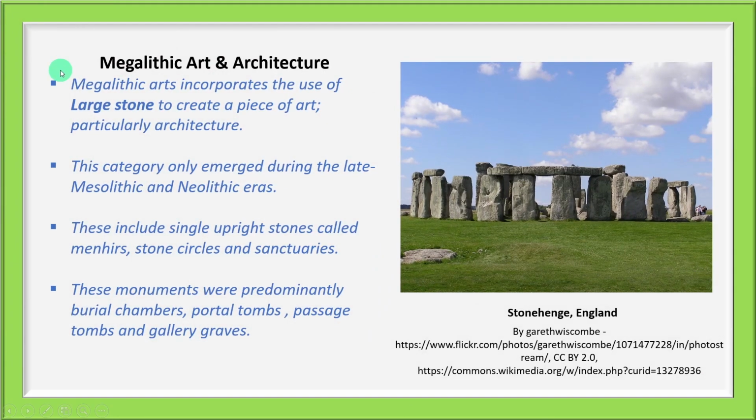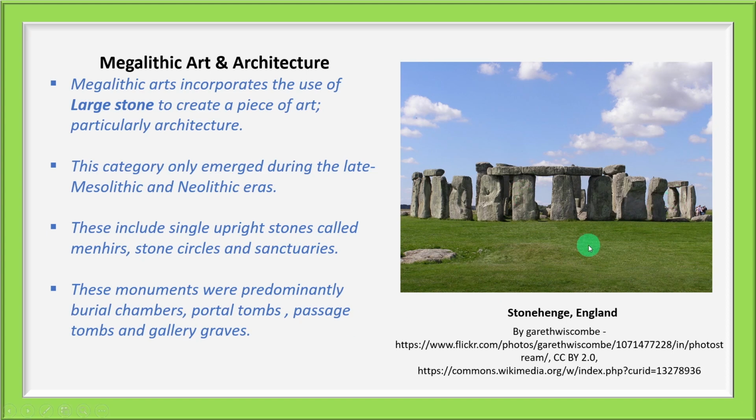Then finally, we have megalithic art and architecture. Megalithic art incorporates the use of large stones to create a piece of art, particularly architecture. This category only emerged during the late Mesolithic and Neolithic eras. These include single upright stones called menhirs, stone circles, and sanctuaries. These monuments were predominantly burial chambers, portal tombs, passage tombs, and gallery graves.